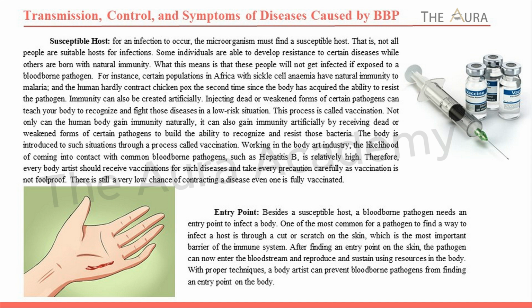Entry point. Besides a susceptible host, a bloodborne pathogen needs an entry point to infect a body. One of the most common ways for a pathogen to infect a host is through a cut or scratch on the skin, which is the most important barrier of the immune system. After finding an entry point on the skin, the pathogen can enter the bloodstream and reproduce and sustain itself using resources in the body. With proper techniques, a body artist can prevent bloodborne pathogens from finding an entry point on the body.